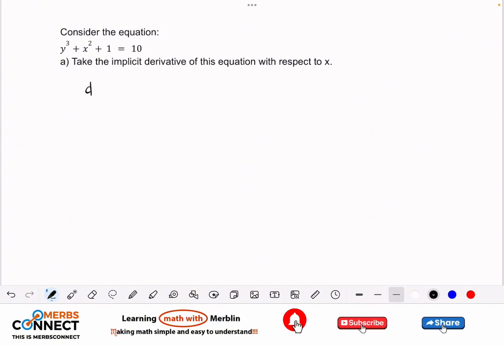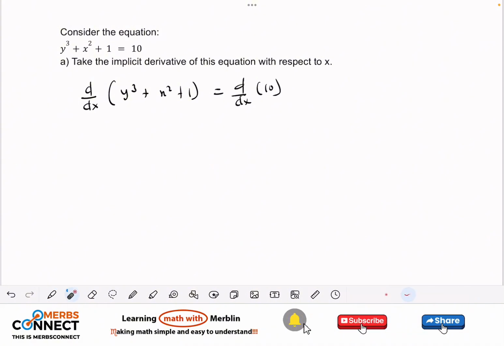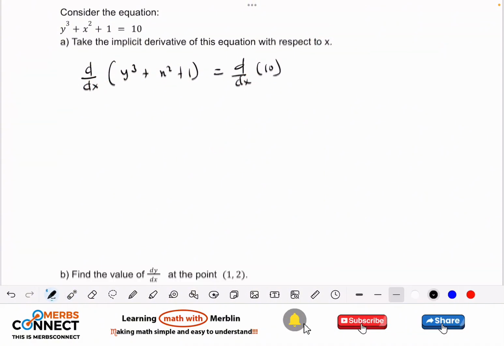So this one will be d over dx of y to the power 3 plus x squared plus 1, which is equal to d over dx of 10, right? So don't forget, we differentiate with respect to x.